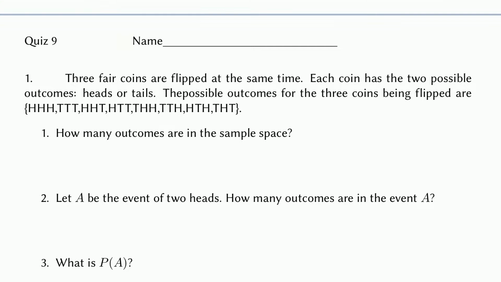So let's talk about quiz 9, then we'll go over to quiz 8B, and I'll explain why I felt the need to do this. First of all, quiz 9, pretty easy. You could count those. There are eight items in the sample space. Hopefully everyone got that one right.